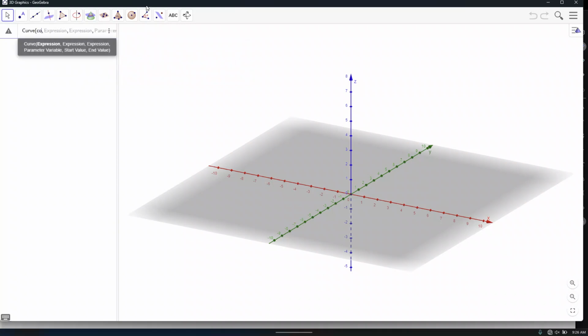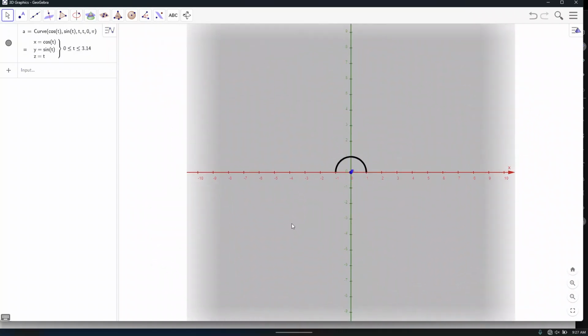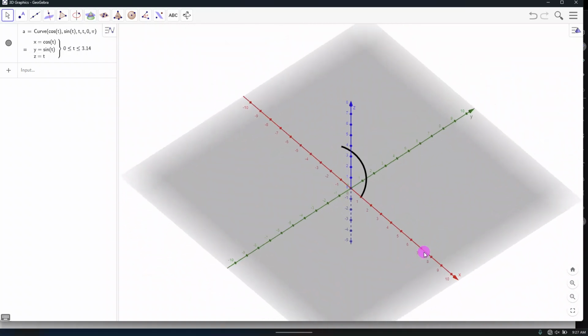So that is cosine t, sine t, t. The parameter is t, and I'm going to go from 0 to pi. There we go. That's the part of the helix. If we see it on the xy plane, that's just half of the rotation, because it's only going between 0 and pi. But in 3D, it looks like this.